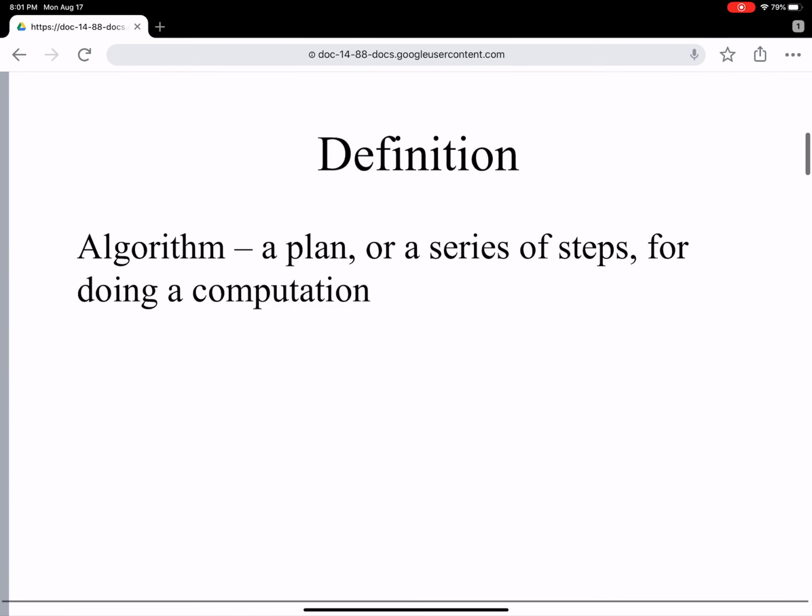First definition, an algorithm. An algorithm is a plan or a series of steps for doing a computation. So an algorithm could be what is programmed into a computer to run your apps, what's programmed into a calculator to run your computations. Okay, it's just a series of steps. You guys go through algorithms when you solve longer problems, and we'll talk about that later on.